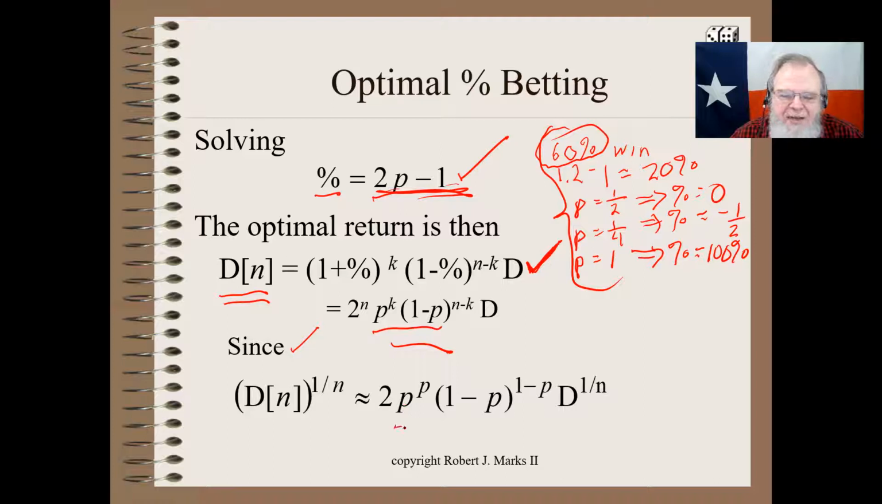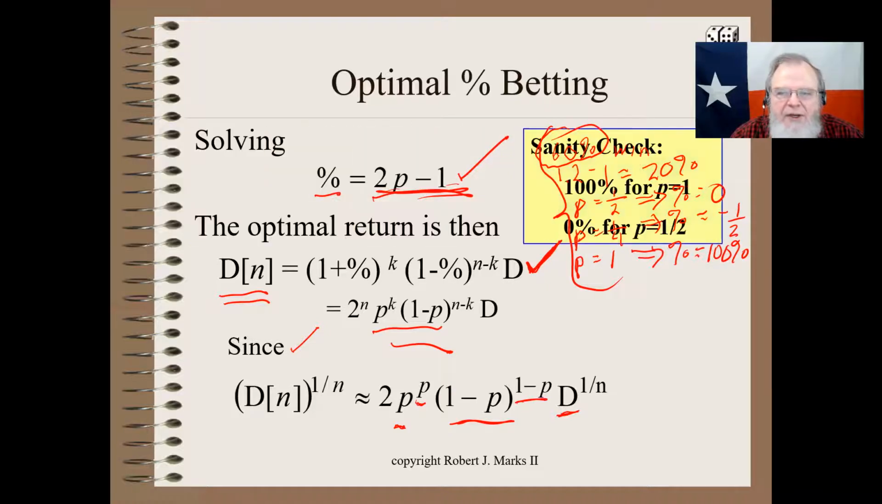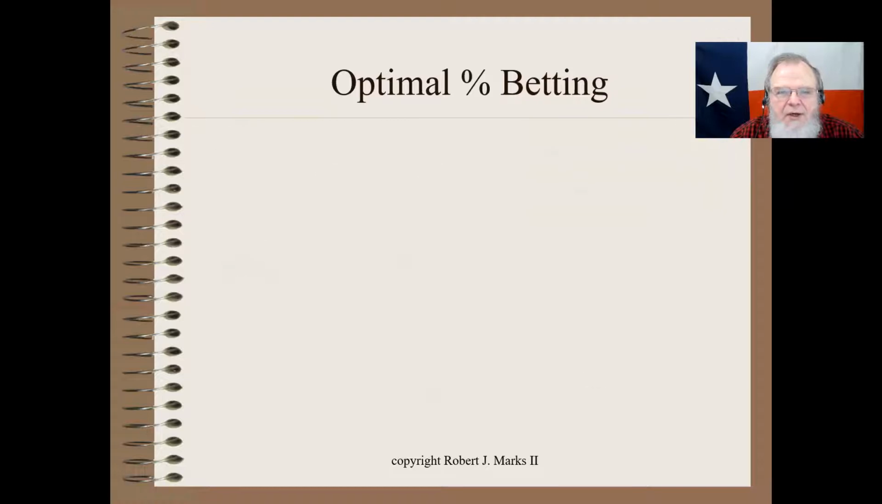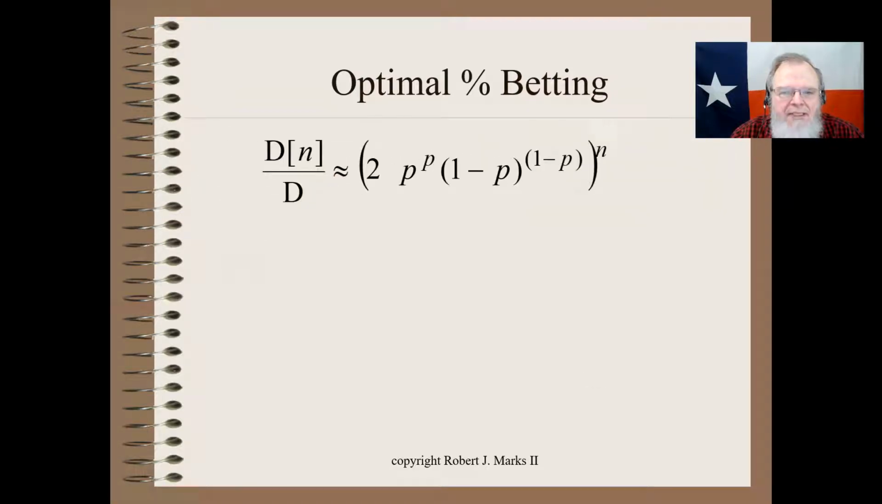This is kind of interesting: p to the p and 1 minus p to the 1 minus p, times d to the 1 over n. And this turns out to be a useful metric that we can do. We've just gone through the sanity checks, so we're good here. So what this does is that d sub n over d is equal to this relationship.